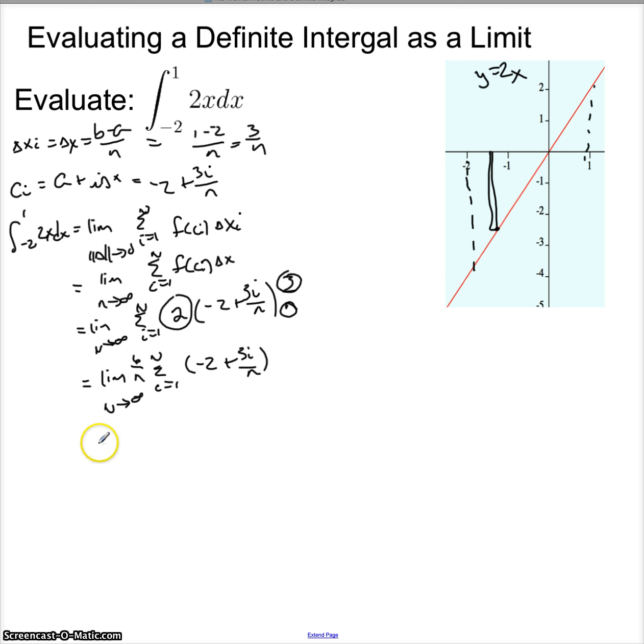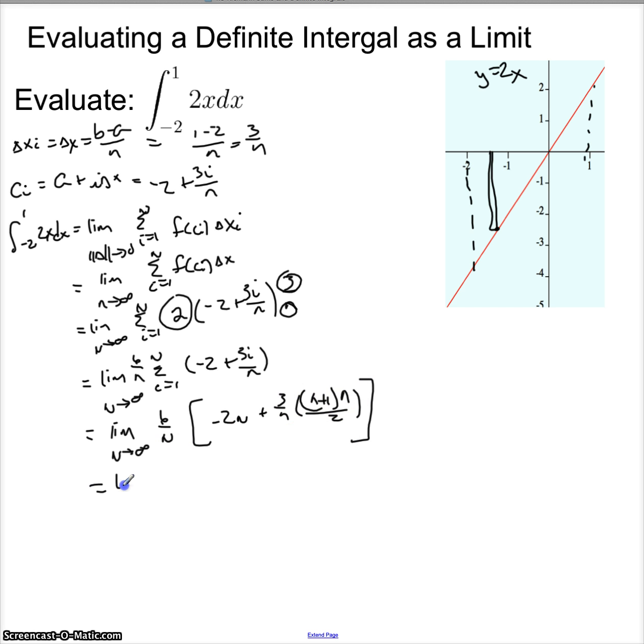All right, we know how to do our sums. So this is the limit as n approaches infinity of 6 over n times, let's see, -2n plus 3 over n times the summation of i, which is (n plus 1) times n divided by 2. It doesn't matter whether you put that forward or backwards, I just learned it that way.